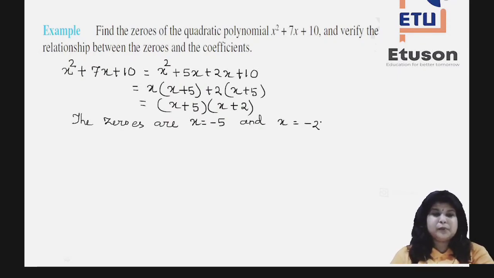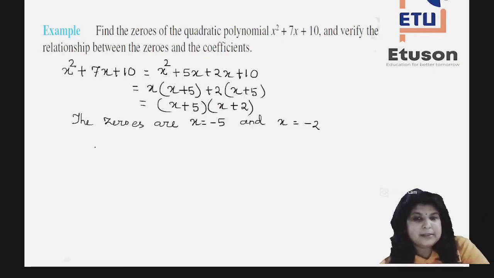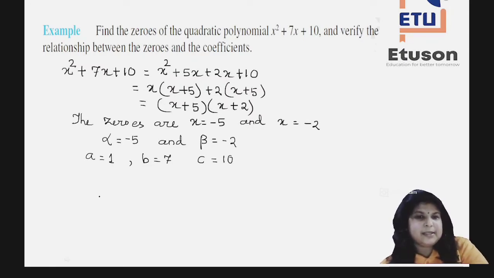Correct? So we have to verify the relationship between the zeros and the coefficient. So how are you going to do that? What is the relationship between the zeros and the coefficient? So here basically what you have got is alpha is equal to minus 5 and beta is equal to minus 2. Now comparing the quadratic polynomial, your a is equal to 1, b is equal to 7 and c is equal to 10.